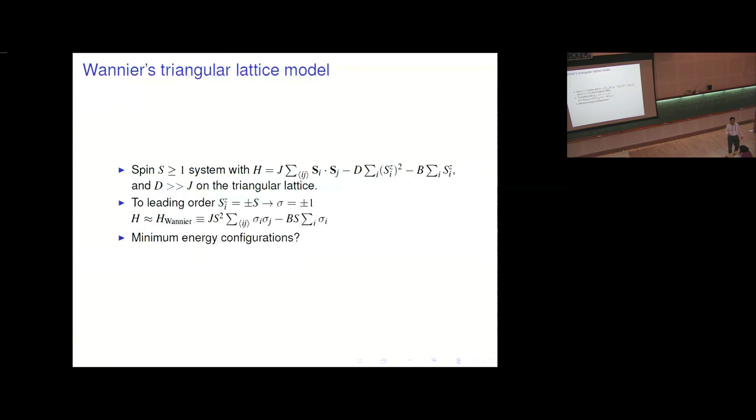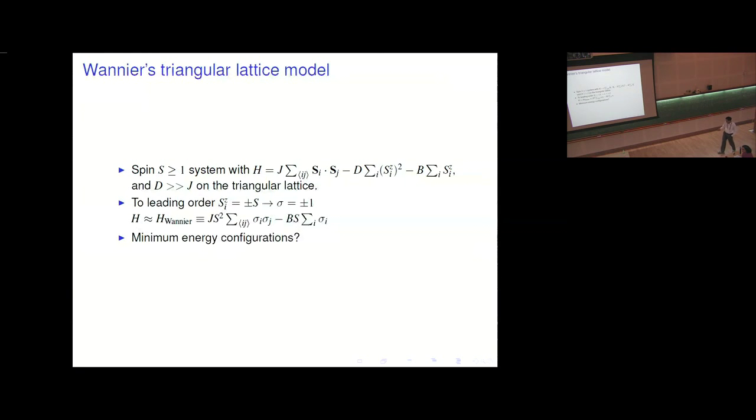So the simplest example you can think about along these lines, which is also physically very realistic in many cases, is you have some magnetic moments of spin S, bigger than or equal to one, which have an exchange coupling and a strong easy axis anisotropy that picks the Z axis, on, let's say, the triangular lattice. In this case, to leading order, you can just say that S_z likes to be plus S or minus S, and you can represent that by a sigma, which can be plus one or minus one. And you get Wannier's Ising antiferromagnet on the triangular lattice.